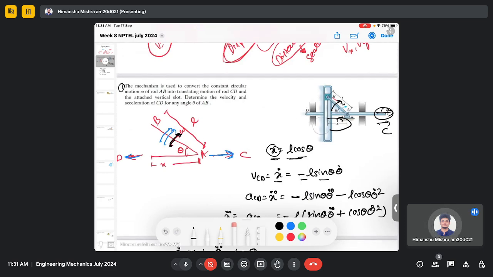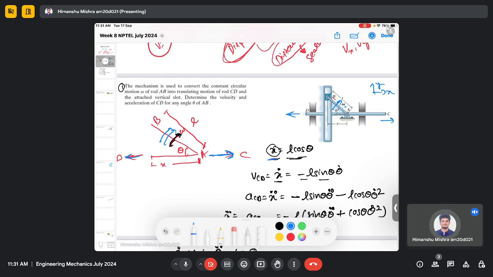So just to recap the problem here, we are given the mechanism such that this bar AB rotates in an angular direction, and due to this angular motion there is a horizontal translation of bar CD. It is moving in the X direction. If this is my X and this is my Y, my CD is actually moving in the X direction, and we need to find the velocity and acceleration of CD, or the velocity and acceleration of X in the horizontal direction. So we wrote X as L cos theta.